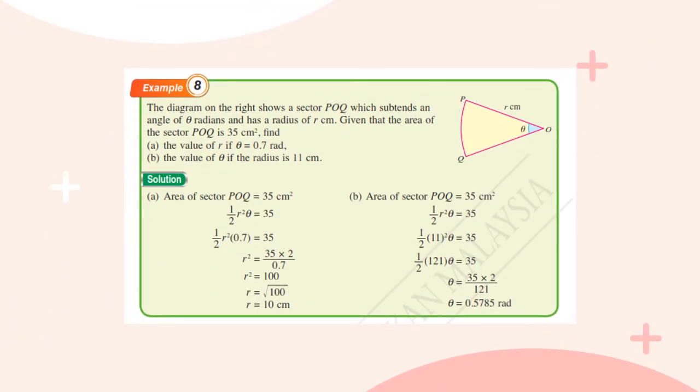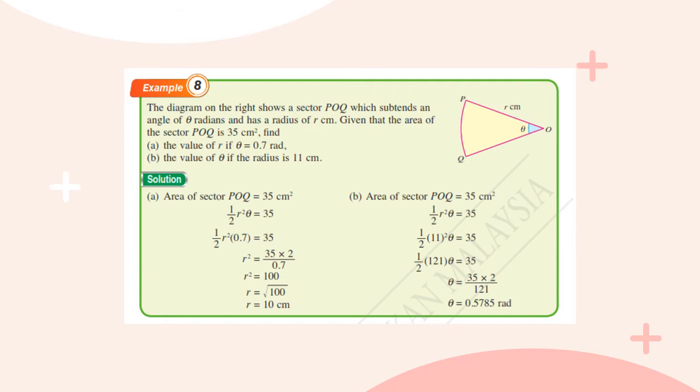Now, let us look at example 8. The diagram on the right shows a sector POQ which subtends an angle of theta radians and has a radius of r centimeters. Given that the area of the sector POQ is 35 centimeters squared, find A, the value of r if theta equals 0.7 radians, and B, the value of theta if the radius is 11 centimeters.